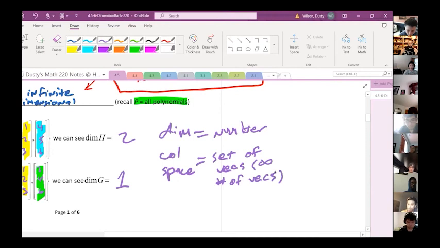So the question was, is the dimension equal to the number of linearly independent vectors in the column space? No, it would be equal to the maximum number of linearly independent vectors in the column space. Because the maximum number of linearly independent vectors would form a basis, and the number of vectors in the basis is equal to the dimension. Did that answer your question?